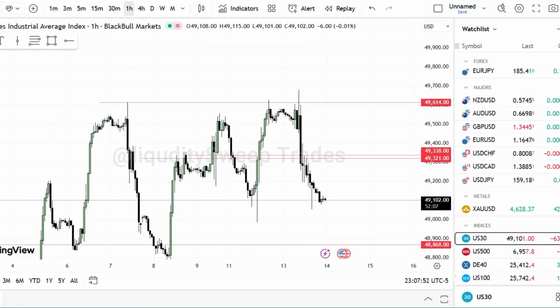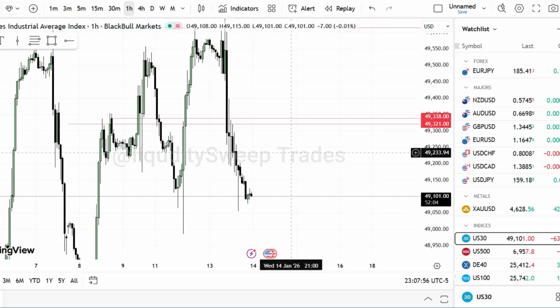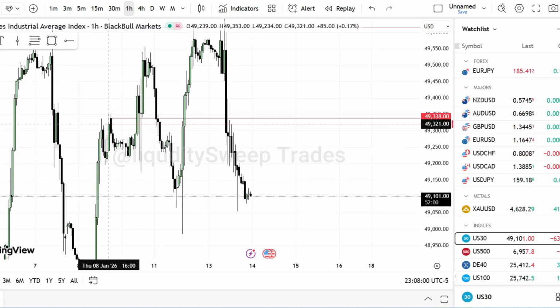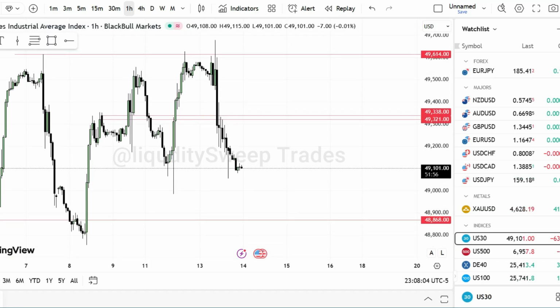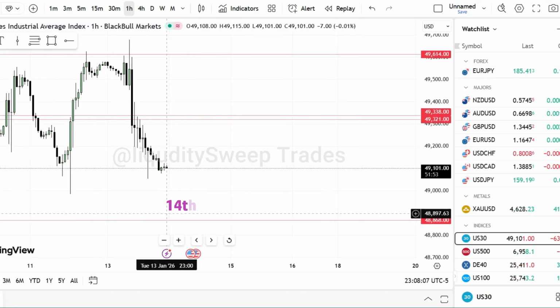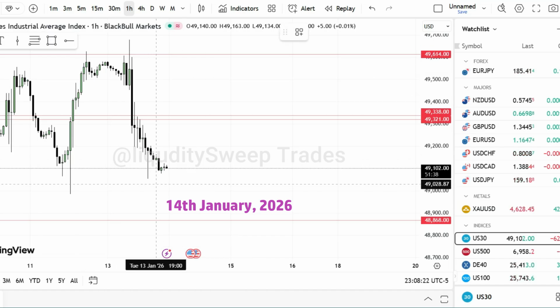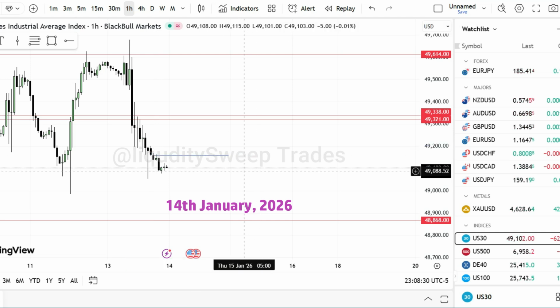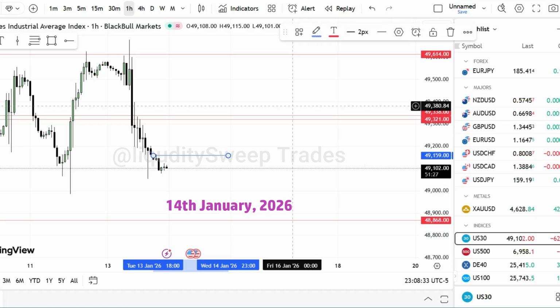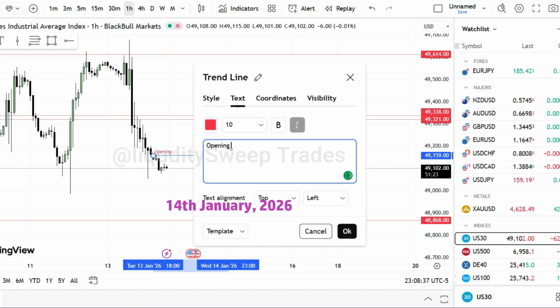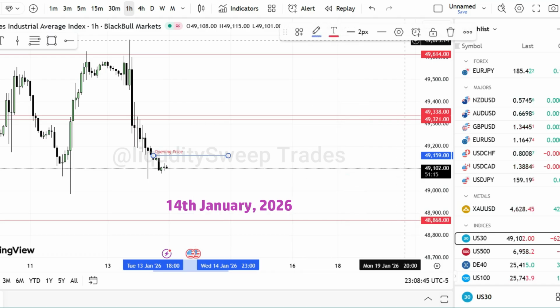Alright, so fortunately or unfortunately, we did not get the retracement on the 13th of January 2026. So today is the 14th of January 2026. We are going to start our analysis by drawing up the opening price for the day, and we're going to point out the opening price so we can see what price is going to do, either below the opening price or above the opening price.